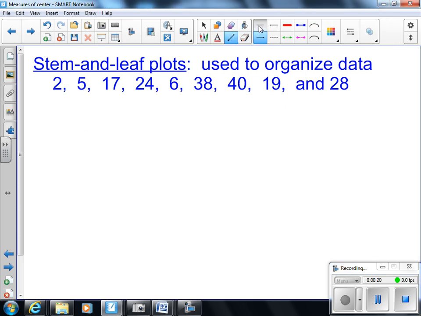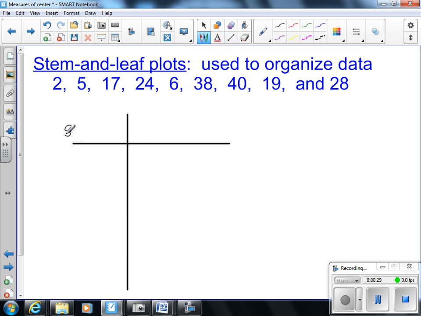You have two basic areas. One is your stem and one is your leaf. Now the stem area usually represents the tens, or sometimes it may even go up into the hundreds. And then you have your leaf.